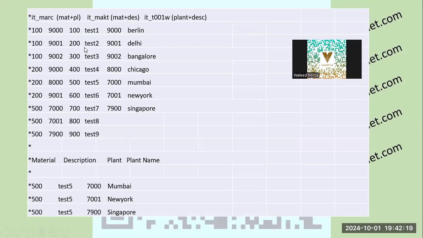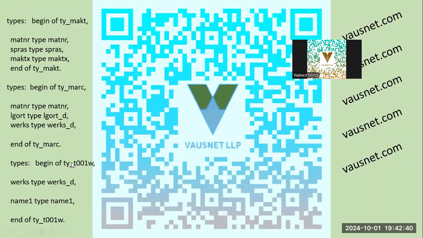The alignment is not yet in sequence. So it shows material and description, material and description, material and description, and material and plant of these numbers. These numbers can be replicated in other plants, and this is what this program is about.